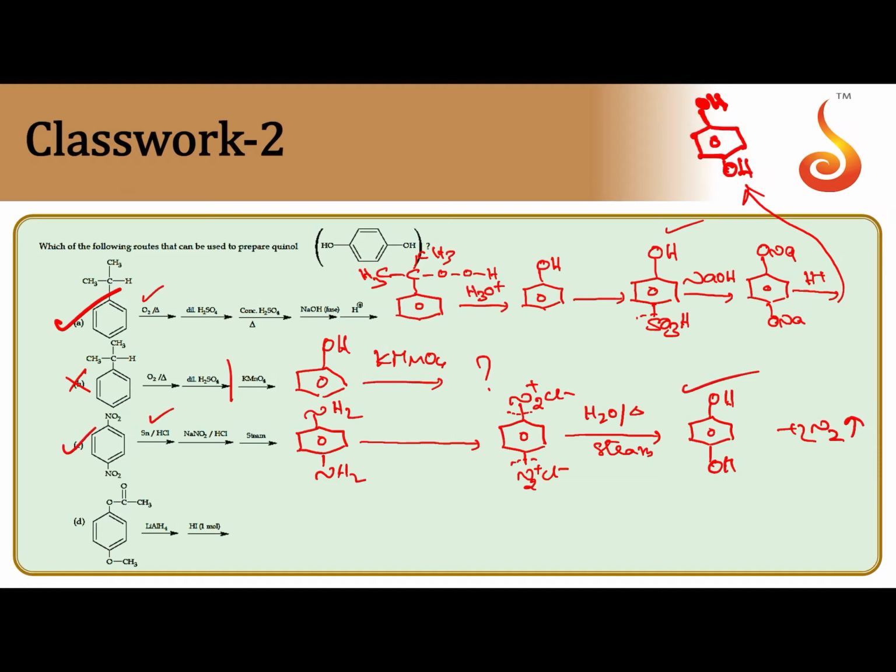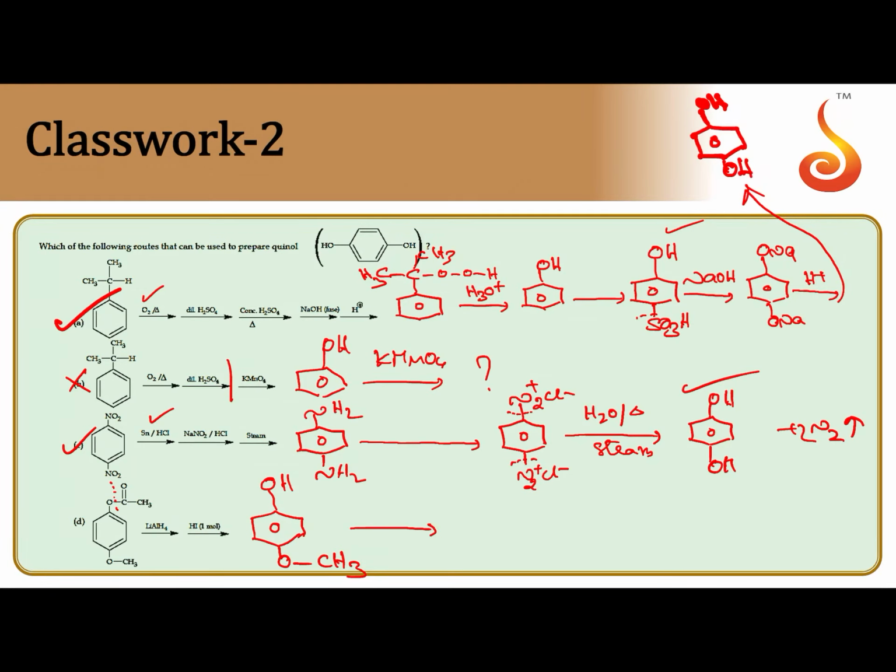Let us try option D. With LiAlH4, the ester will be reduced to alcohol. The ether bond remains unaffected. So the ester will be reduced to phenol. The other product is CH3CH2OH. Then OCH3 remains present at the para position.